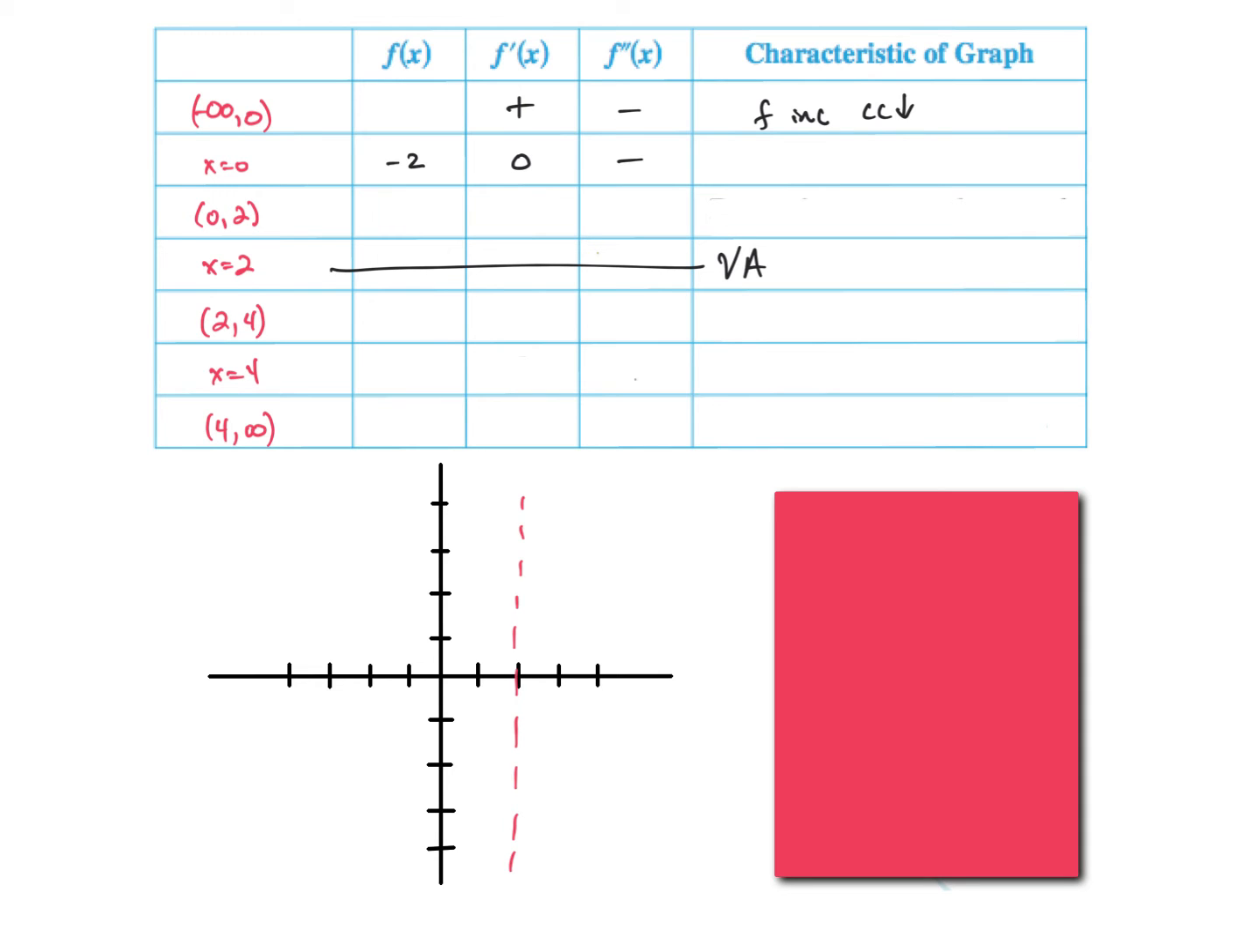What do I got going on? A relative max. I have a relative max going on. All right, let's keep going from 0 to 2. So now let's pick 1. So let's substitute 1 into my first derivative. So I get a positive times a negative. So I end up with a negative. Now, what's it going to do when I substitute in my second derivative? Positive over negative, which is a negative. So f is decreasing and concave down.